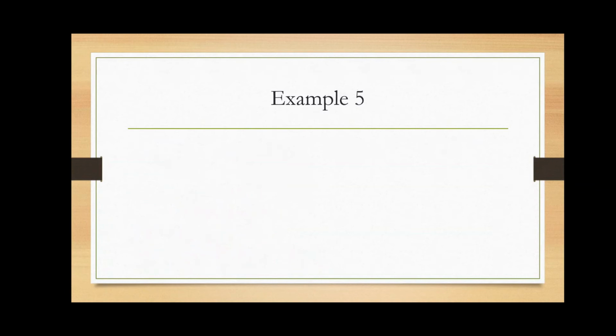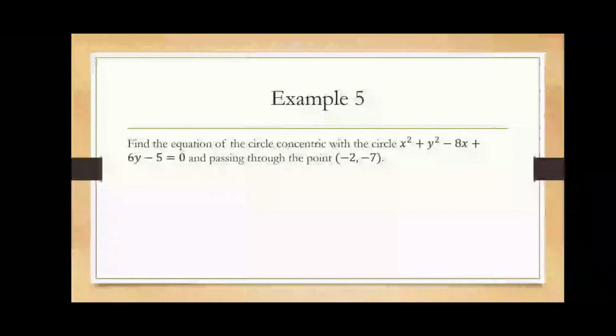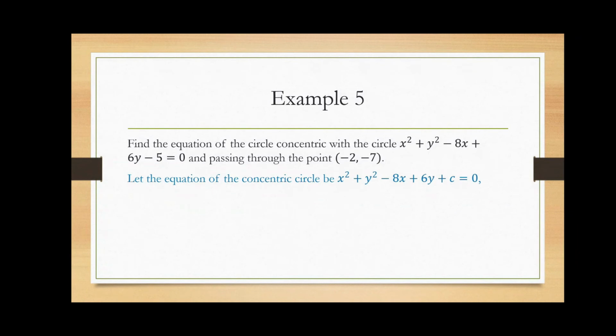Number 5. Find the equation of the circle concentric with the circle x square plus y square minus 8x plus 6y minus 5 equals to 0 and passing through the point minus 2 comma minus 7. So once again, if I have a concentric circle problem, all I need to do is consider the concentric circle in the form x square plus y square minus 8x plus 6y plus some c equals to 0. I don't know what c is, I need to find it out.